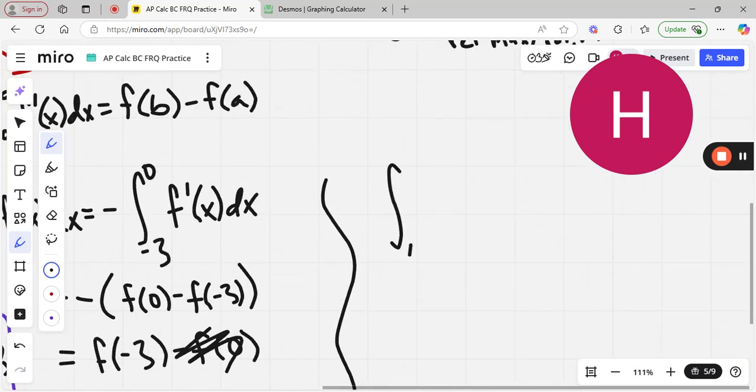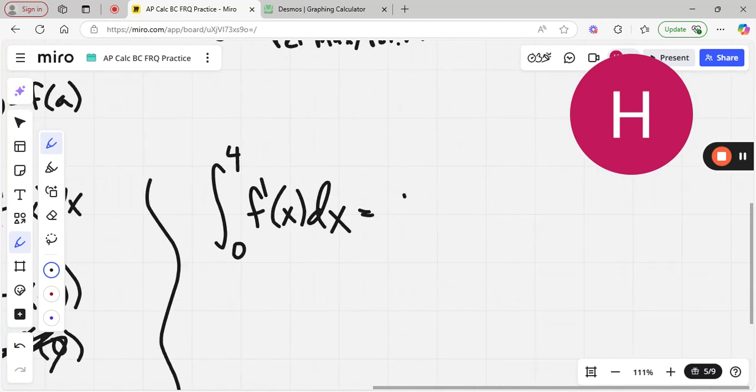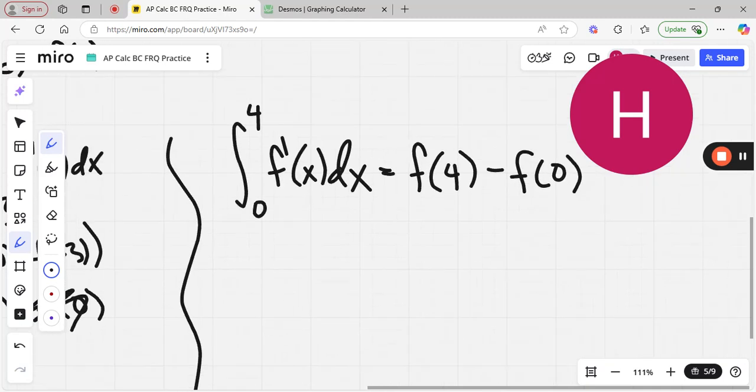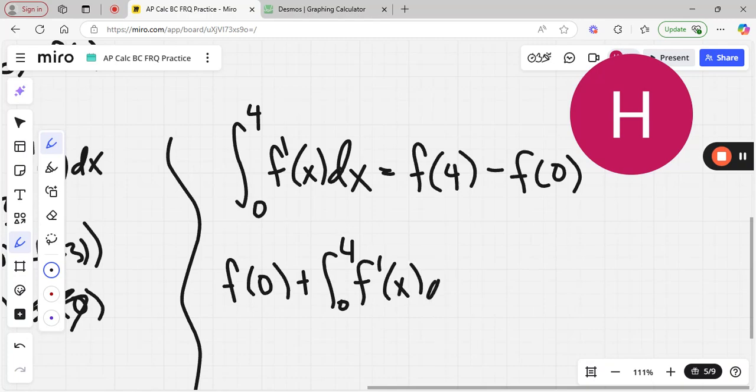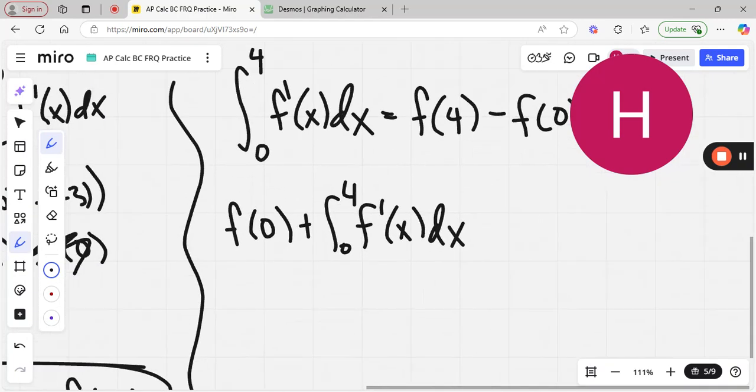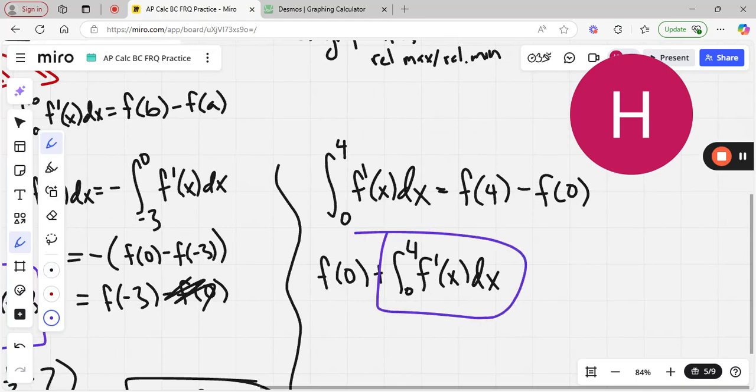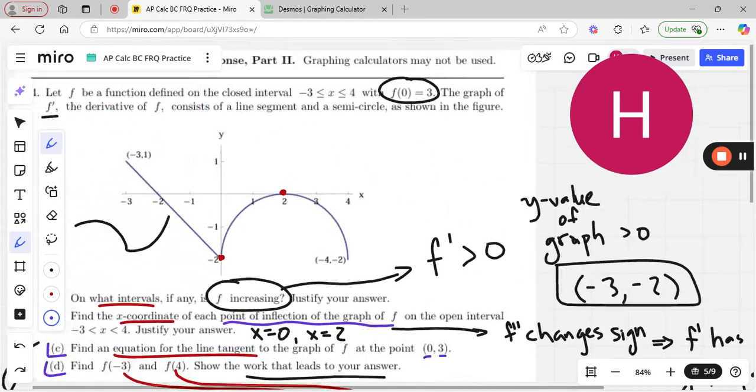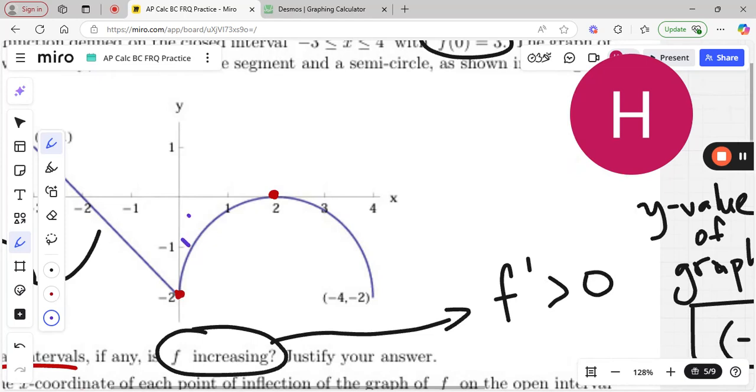So we're going to say the integral from 0 to 4. We don't need to flip that because the limits are in the correct order. The integral from 0 to 4 is simply going to be f of 4 minus f of 0, which means now we're going to say f of 0 plus this integral is equal to f of 4. So let's find the integral from 0 to 4. That's using the graph again. This is going to be the area inside of here, which is some negative area. How much area is that?